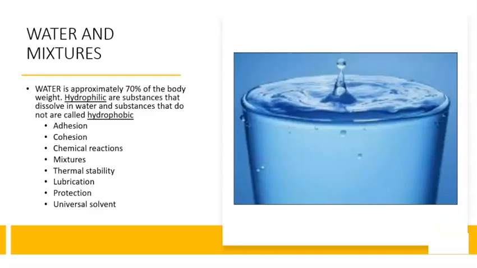Okay, the next item is water and mixtures. Water is very important in the human body. Almost 70% of the human body is water. Substances that are able to dissolve in water are called hydrophilic, as you can see here, and substances that don't dissolve in water are called hydrophobic. Water has very important properties, such as being the universal solvent. Other properties that water has are adhesion and cohesion.